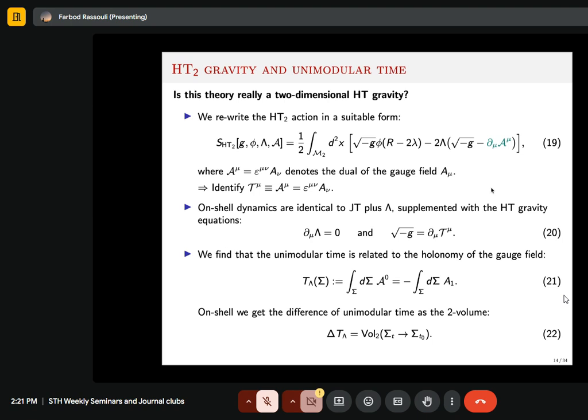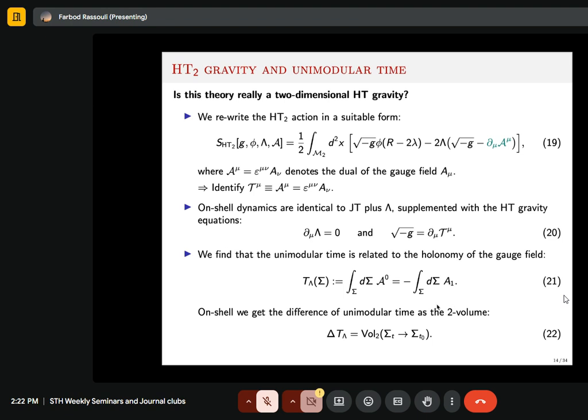And we find that, of course, in 2D, everything gets easier. So when you integrate both sides of the unimodular condition, which is root of minus g equal partial mu T mu, you get basically that T lambda is just the holonomy of the gauge field. And the difference of dT lambda is the volume between two hypersurfaces. So indeed, you find for non-flat as well unimodular theory by a central extension.